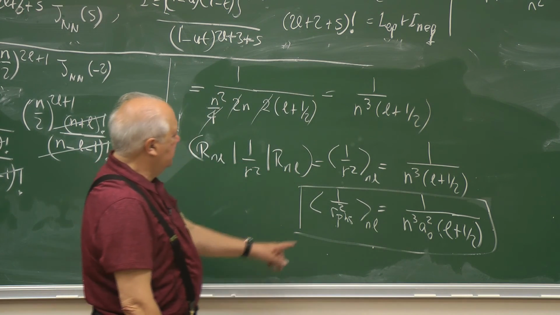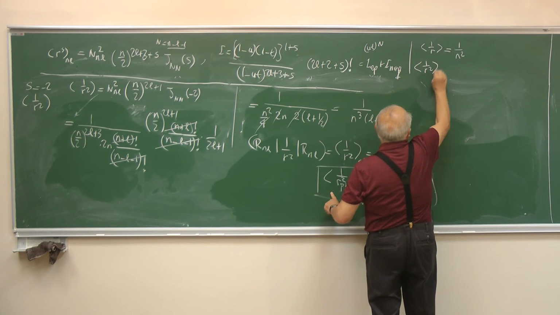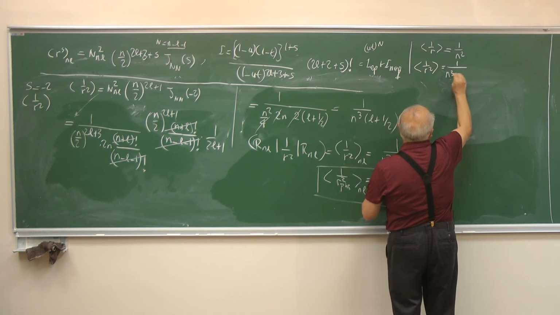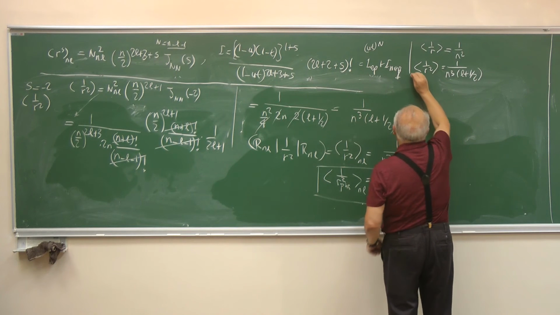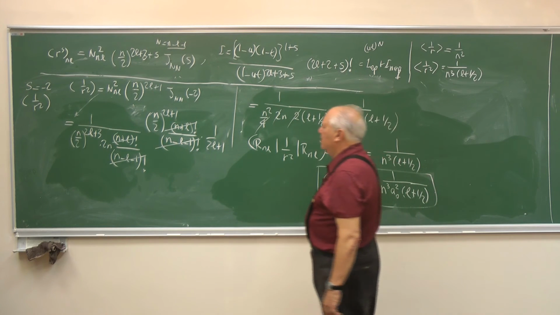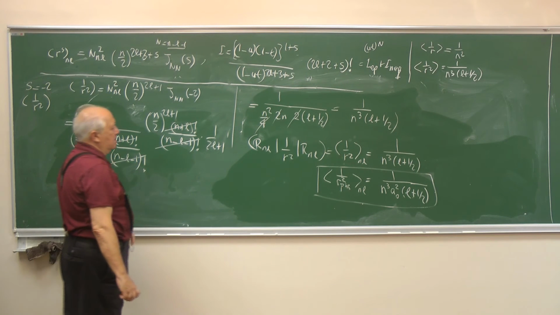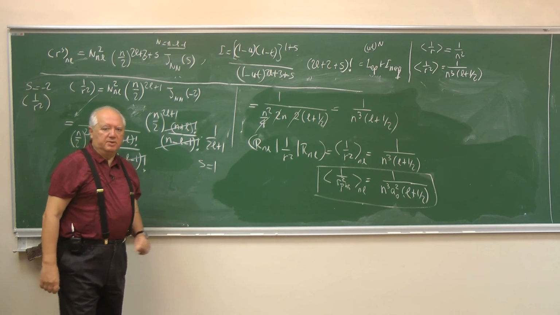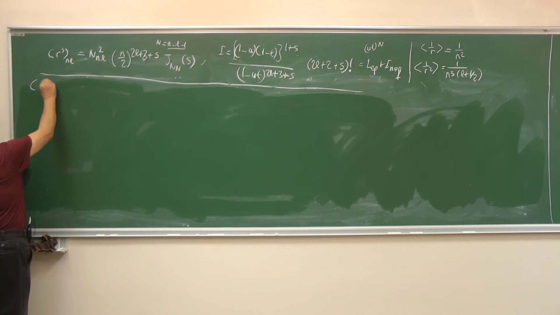So this is the result, and let me just copy it here. 1 over r squared is equal to 1 over n cubed (l plus a half). Okay. We are finished with s equals minus 2. Next, we shall compute with s equals 1. I am erasing the blackboard. As the last computation, we will compute the average of r.